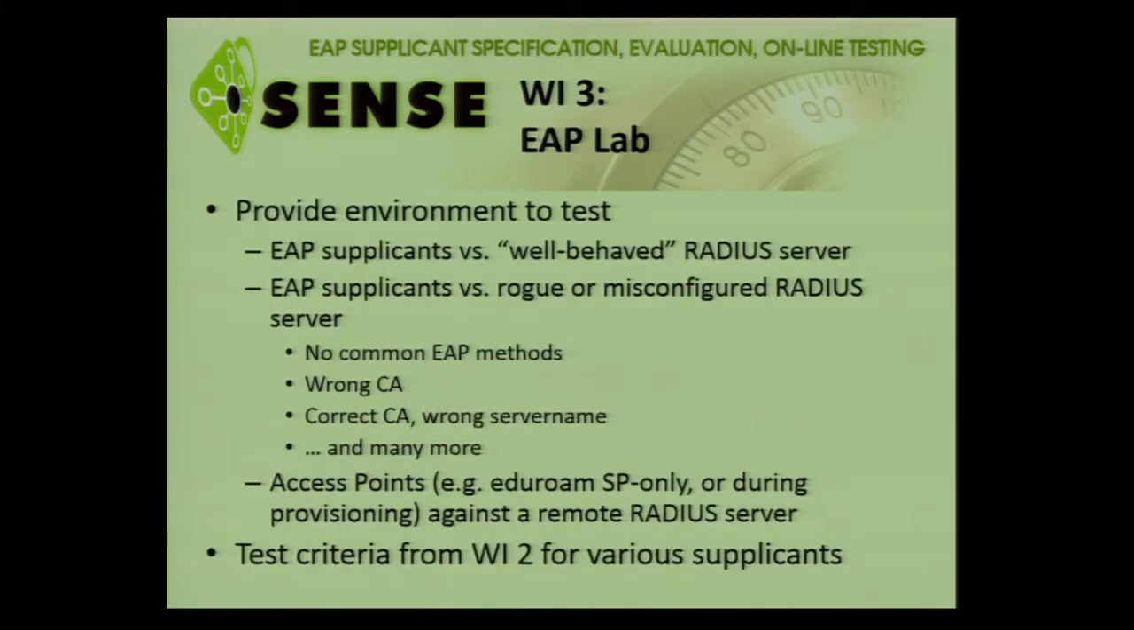Work item 3, the EAP lab. This is now where we start getting our hands dirty on actual code and software. So the idea is that you bring an EAP supplicant, and you may want to test it against a well-behaved EAP server. So we have a radius server, we have usernames and passwords you can just use. They don't have any particular meaning. Of course, just in a lab environment, this is not eduroam, this is something separate. And you can see, can I authenticate? Does it all work? Did I code this right in my EAP supplicant?